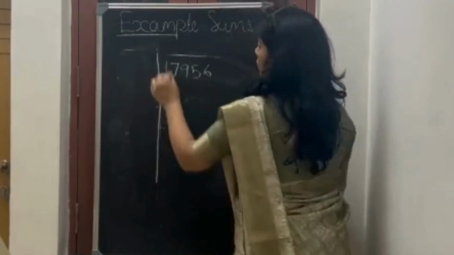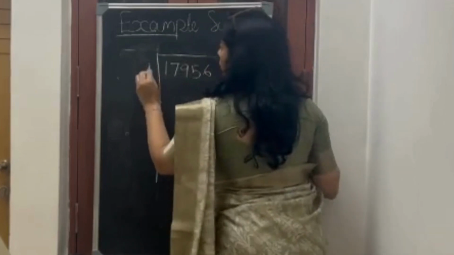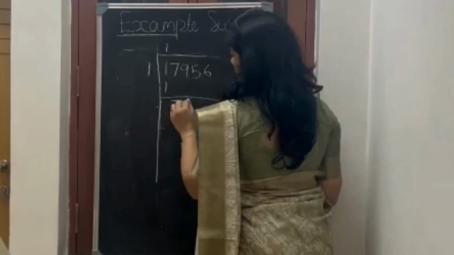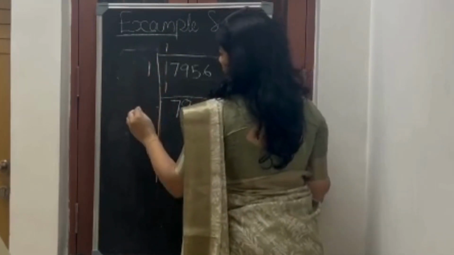So what I did now, I took only the single digit. Single digit is 1. 1 ones are 1. Okay, then I took 7 down, 9 down. Okay, 1 plus 1, 2.